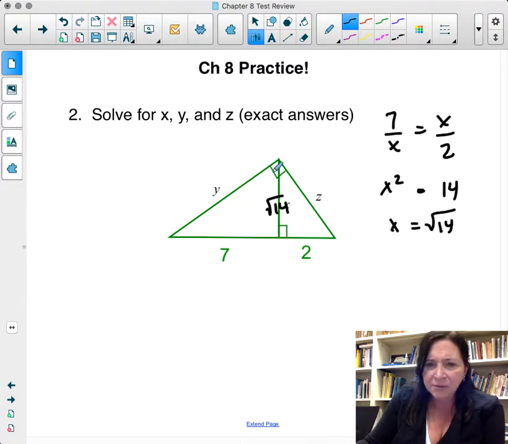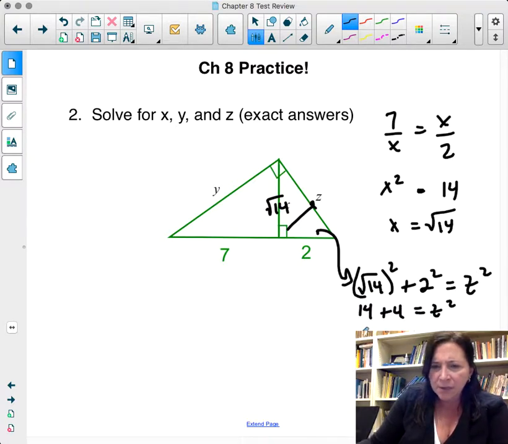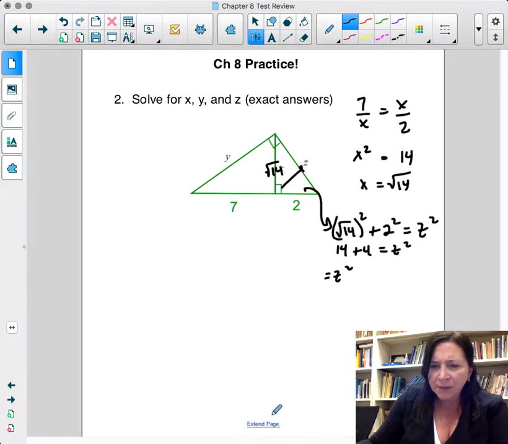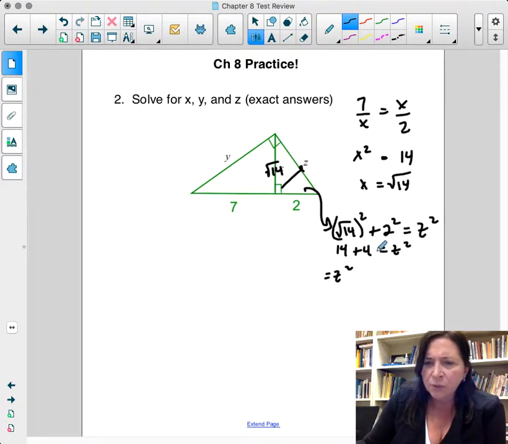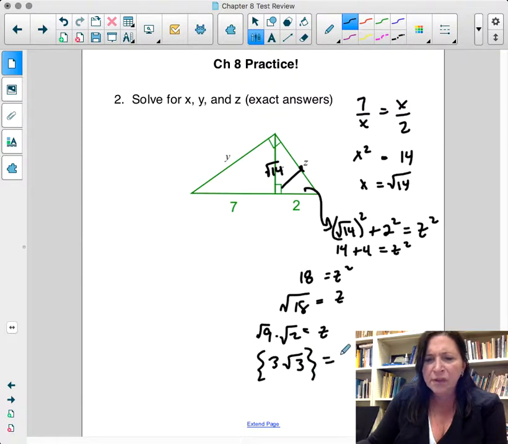And so we're going to say to find the right-hand side, I'll just go over here. We're going to go the square root of 14, quantity squared, plus 2 squared equals z squared. So z is my hypotenuse. That's by itself. So we have 14 plus 4 is equal to z squared. So we have z squared is equal, I'll lift that up so you can see it. Z squared is equal to 14 plus 4, which is 18. So z is equal to the square root of 18. And we're going to reduce that. Z is going to equal the square root of 9 times the square root of 2, which is 3 root 2. So z is 3 root 2.